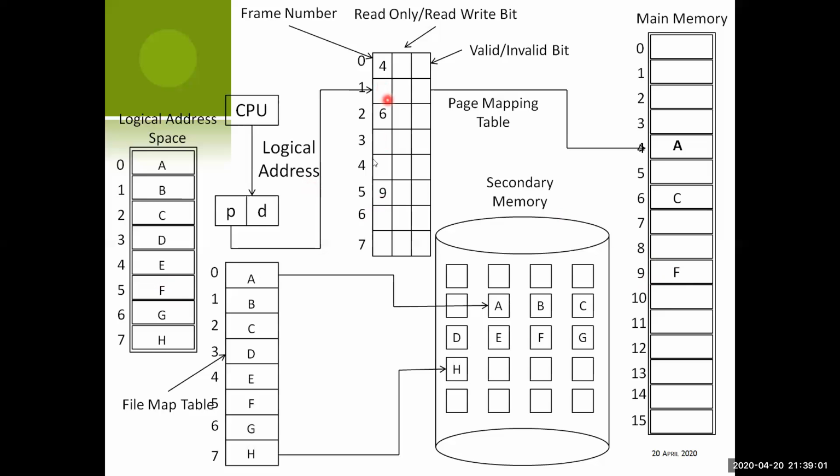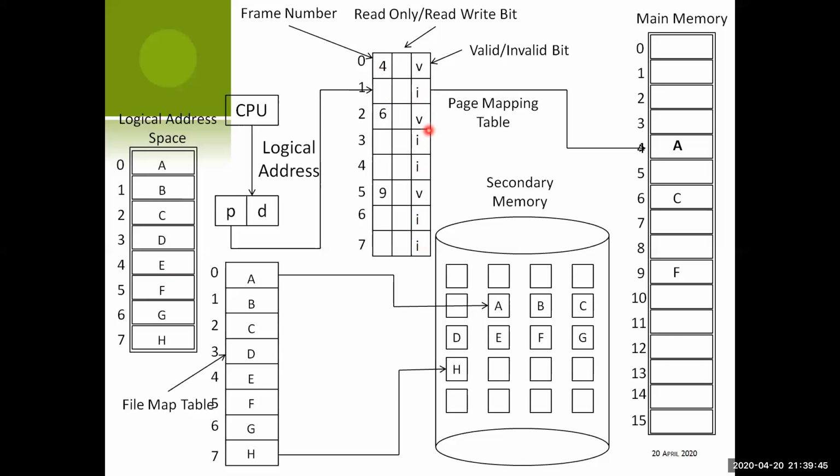And the rest of the pages are not loaded, so their frame column is blank. And we will set the read-write bit for these pages. Now we have loaded 3 pages in the main memory, so we will set the valid bits for these 3 pages. 4 is present in the main memory, so we have changed this to a valid bit. 6 is present, so it is valid. Those pages that are not present in the main memory, we have set as invalid bit. I for invalid bit, V for valid bit.